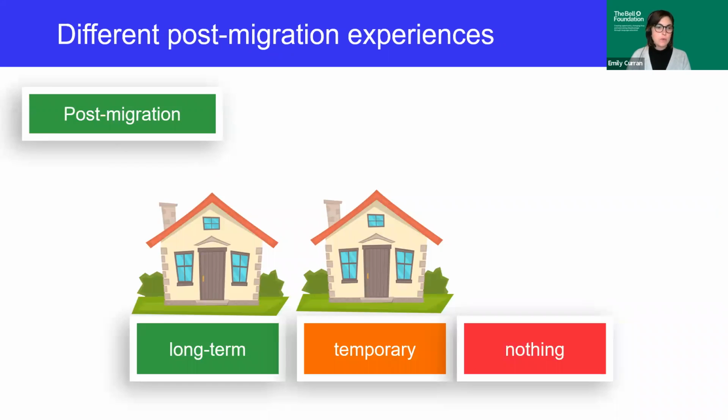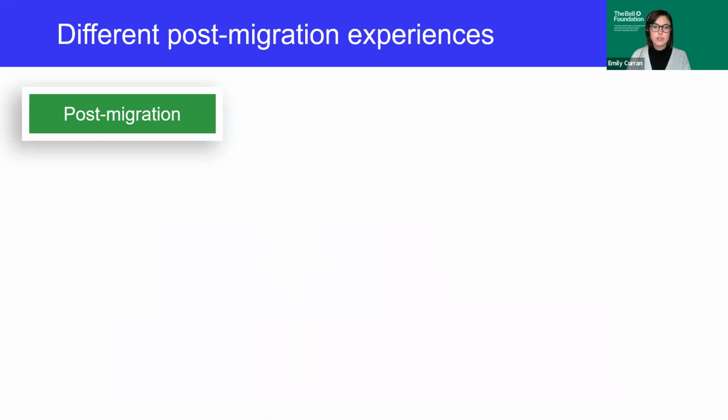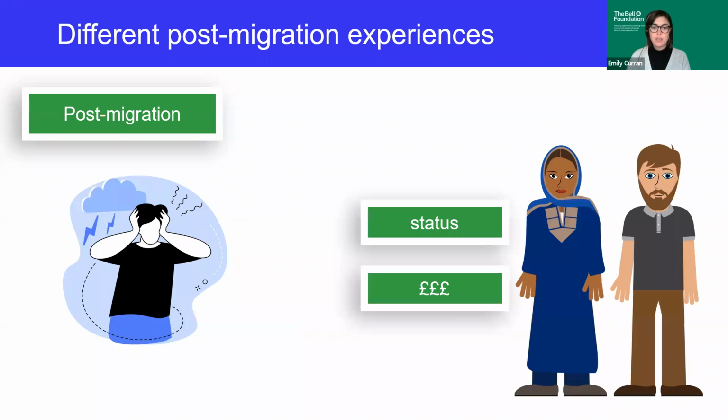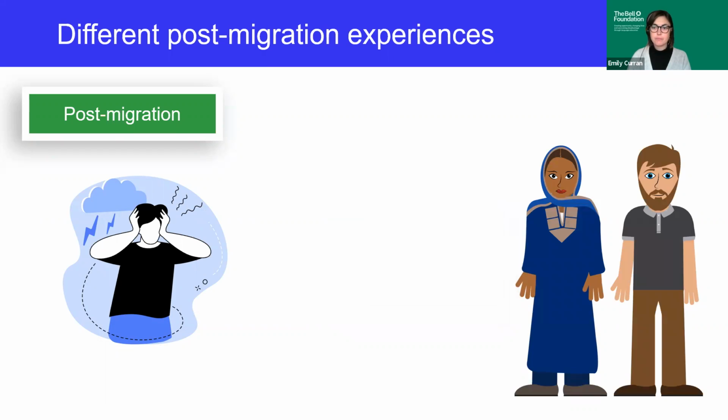In terms of post-migration, children might have different experiences of the asylum process. They might arrive to a settled long-term home, or to a short-term accommodation, which will mean more upheaval, or even to nothing at all. Children might also be experiencing isolation, confusion, stress, and their families may have experienced a loss of status and income as a result of arriving in a new country.